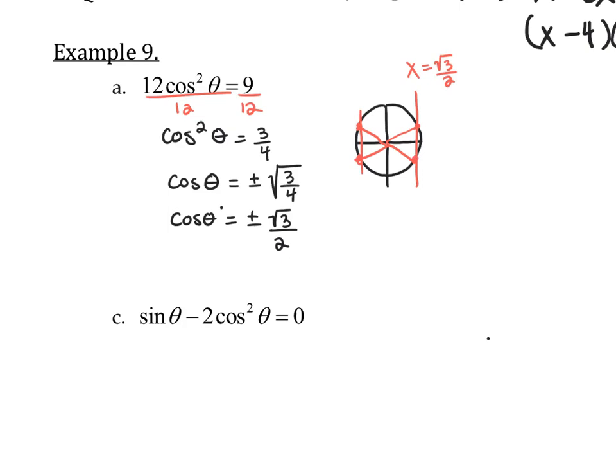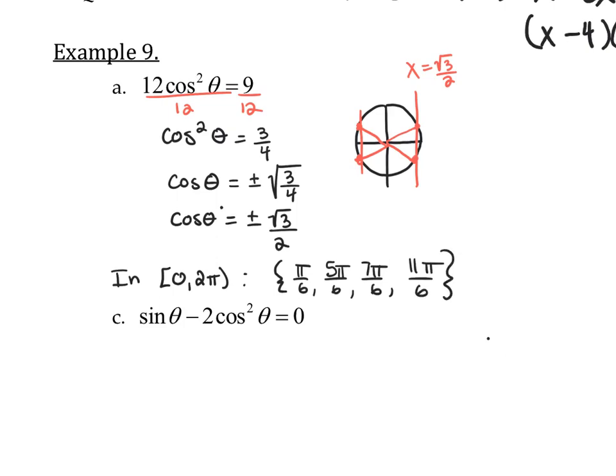Since there weren't any instructions as to whether I was getting a general solution or a solution in 0 to 2 pi, let's go ahead and just provide the answer in 0 to 2 pi. So in 0 to 2 pi, our answers are pi over 6, 5 pi over 6, 7 pi over 6, and 11 pi over 6. Notice that we got 4 answers because of the plus and minus right here, and that plus and minus is very important so that you get all of the possible solutions.